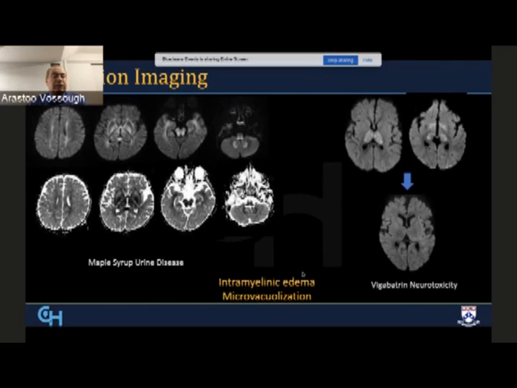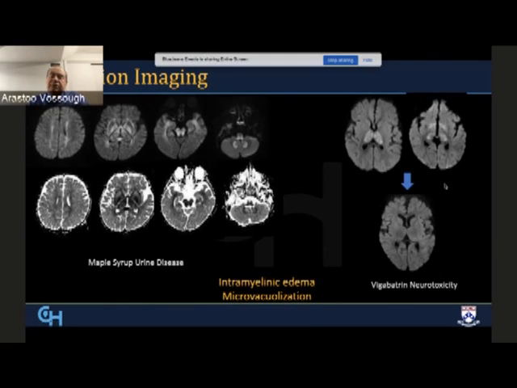The one on the left is maple syrup urine disease. This is a young infant that has the classic imaging appearance of MSUD. And if this is caught early, we can see pretty much complete reversal of the changes that we see on imaging. And this is due to intramyelinic edema or microvacuolization, which may be reversible. Not always, but sometimes.